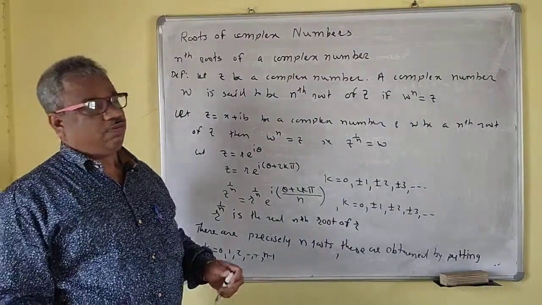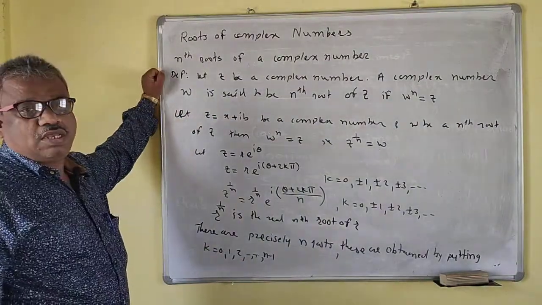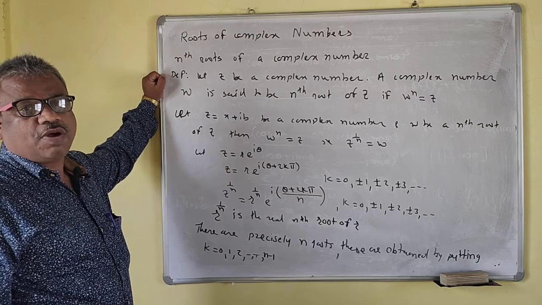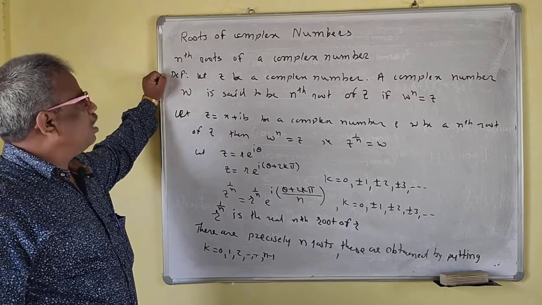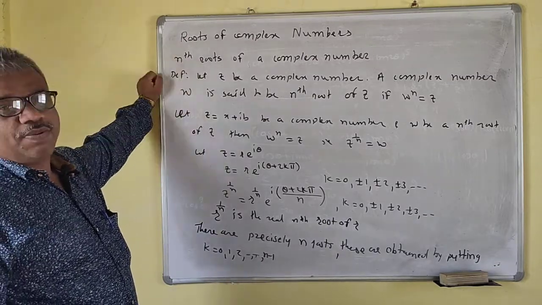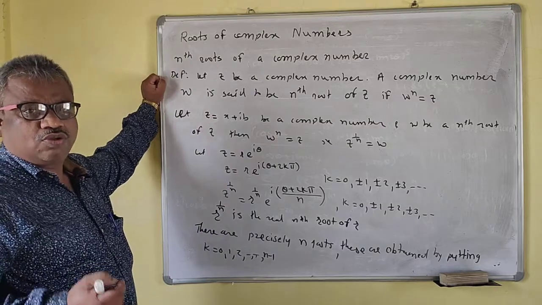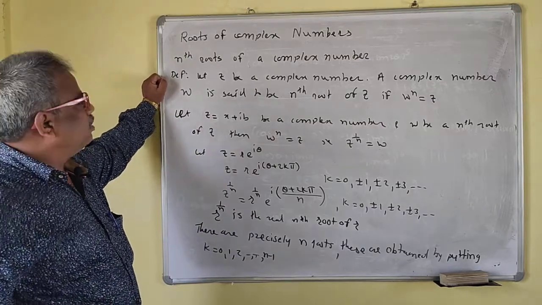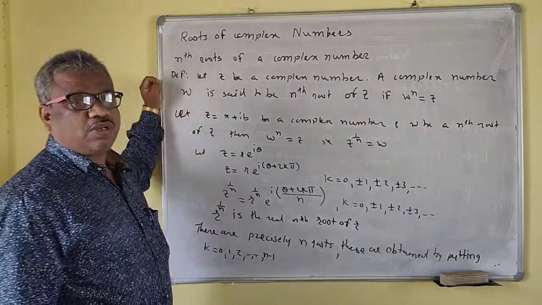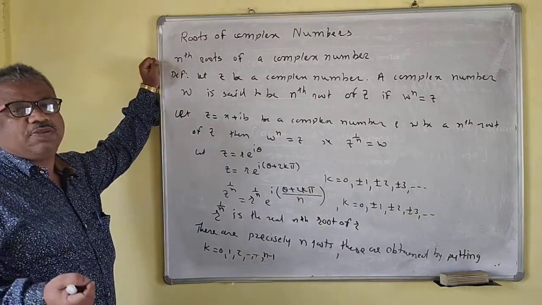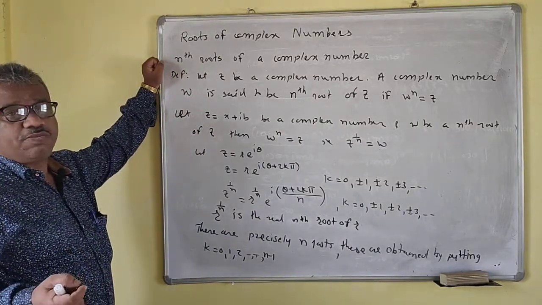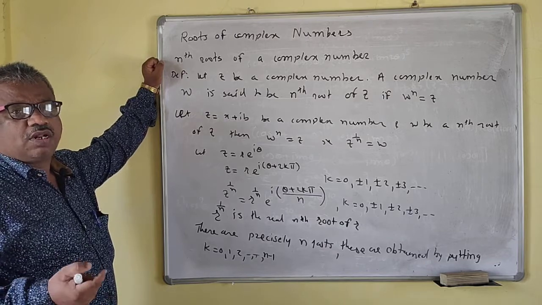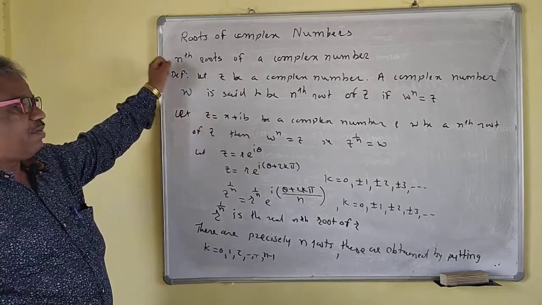In this video lecture, we'll see how to find the roots of a complex number. So, nth roots of a complex number: square root, cube root, fourth root, fifth root, like this. We'll first define the nth root. The second root means square root, and cube root means third root, and so on.